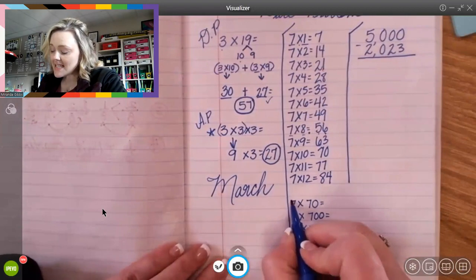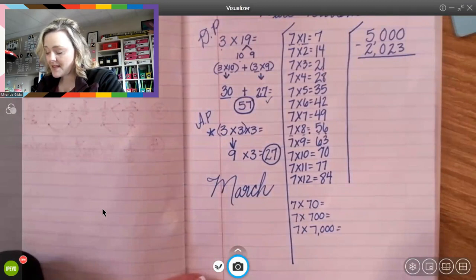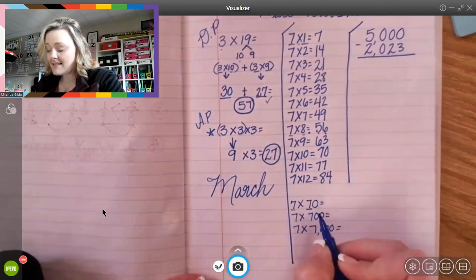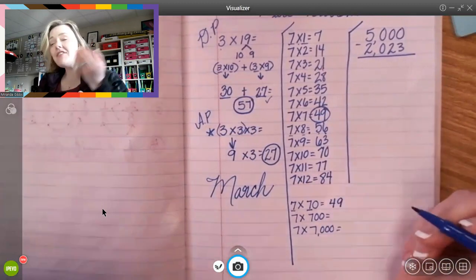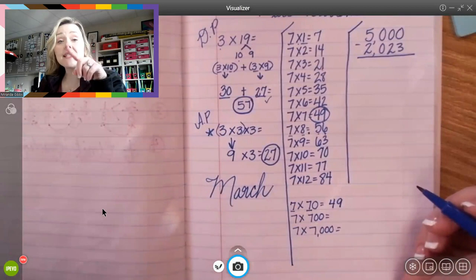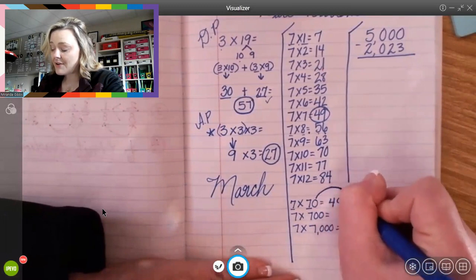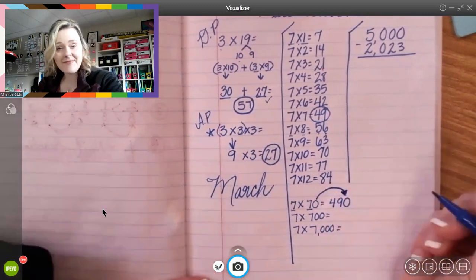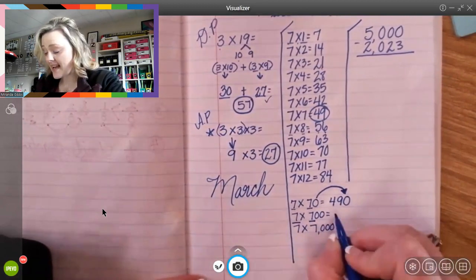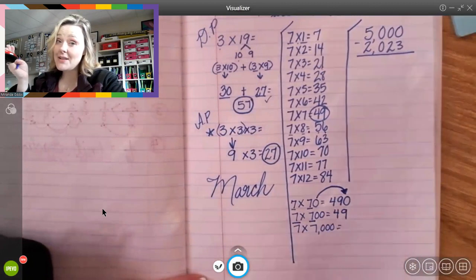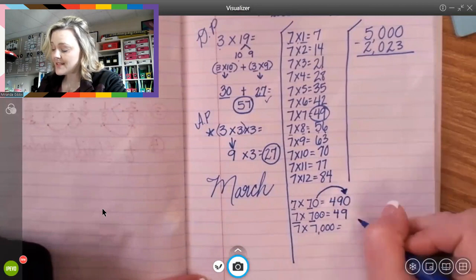We have 7 times 70. Take a minute to think about that. 7 times 7 is 49. And so if 7 times 7 is 49, then 7 times 7 tens is 490. We just take that 0 and it just plops right on the end. It's the zero property. Now 7 times 7 again is 49. But we're not just saying 7, we're saying 7 hundredths, so again, we have to add 2 zeros to the end.